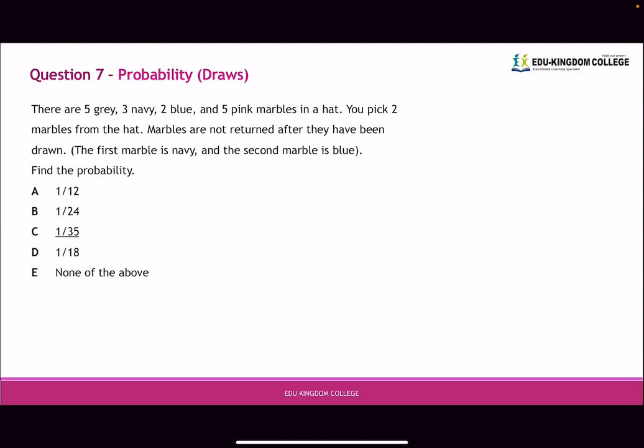Now, question 7 is a probability question. There's 5 gray, 3 navy, 2 blue, and 5 pink marbles. You or me, we need to pick 2 marbles. First is navy, second is blue. Keep in mind, sorry about that, marbles are not returned after they've been drawn. So after we draw one, there's one less to draw from.